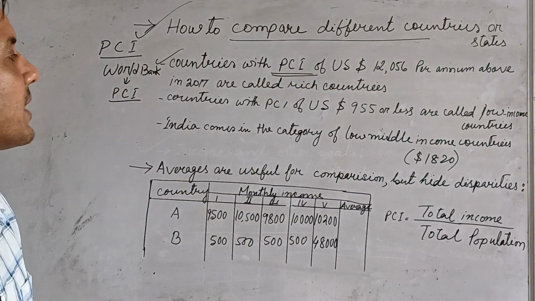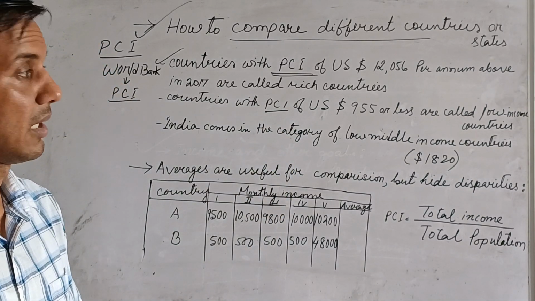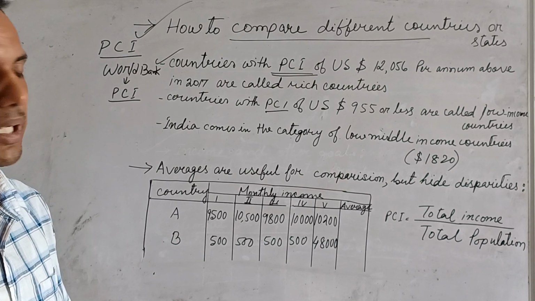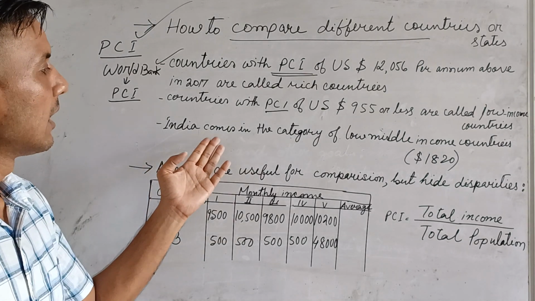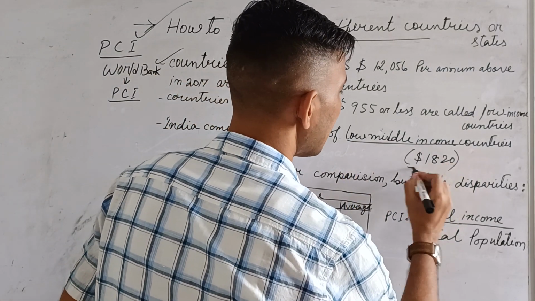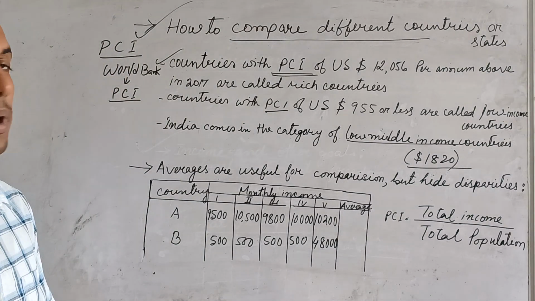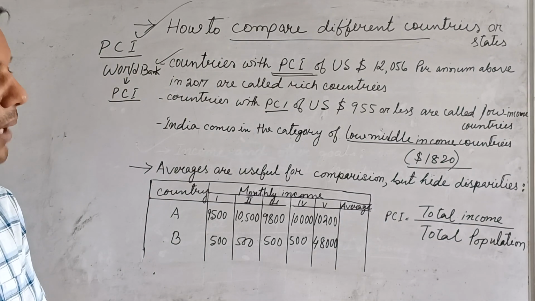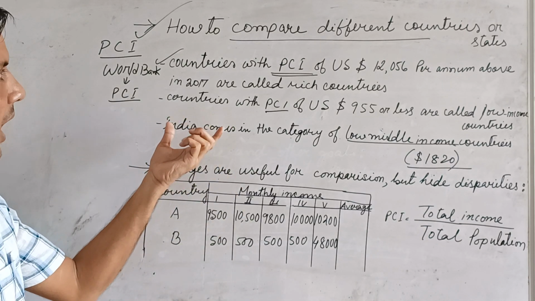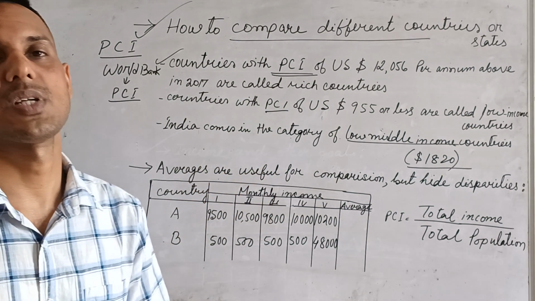Then countries with PCI of US $955 or less are called the low income countries. India entered in the lower middle income countries with $1820, and this is not monthly, it is per annum. Clear? So it means to compare different countries or states, they use per capita income.